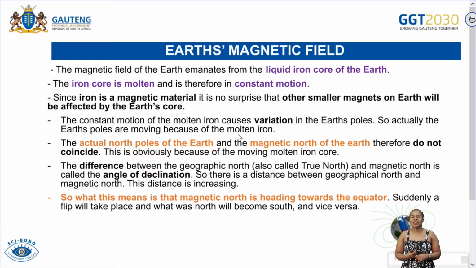So what does all this mean? This means that the magnetic north is heading towards the equator. Suddenly, a flip will take place, and what was north will become south, and what was south will now become north. Okay, so that is how the Earth's magnetic field affects the geographic north, as well as the magnetic north. All right.